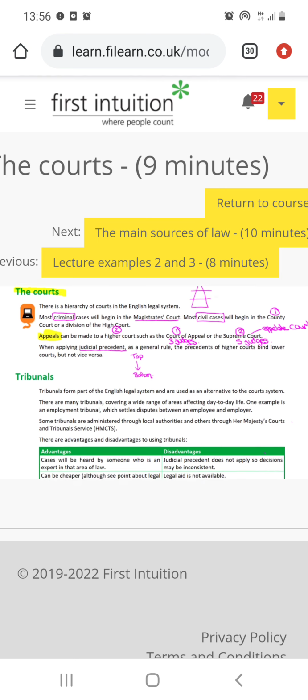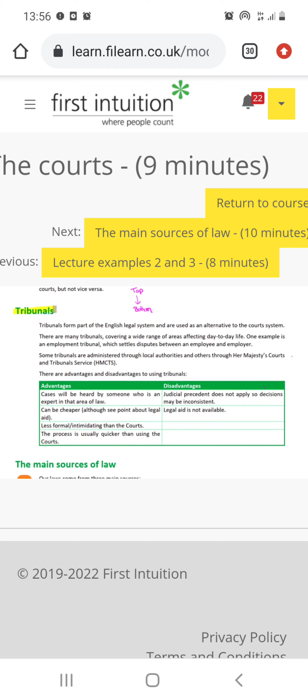Now, we may not want to go to court. We may have something called a tribunal instead. And tribunals form part of the English legal system, and they're used as an alternative to the court system. There are many tribunals covering a wide range of areas affecting day-to-day life. One example might be an employment tribunal, which settles disputes between perhaps you and your employer. And we'll see a few benefits and drawbacks in a moment.